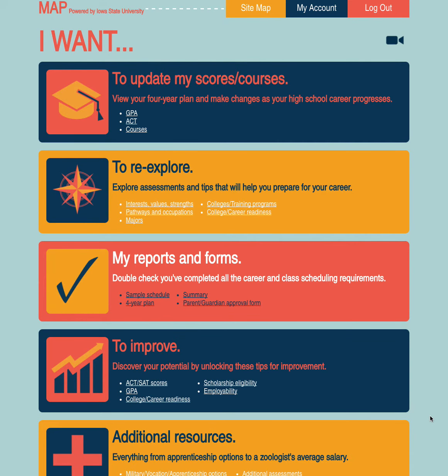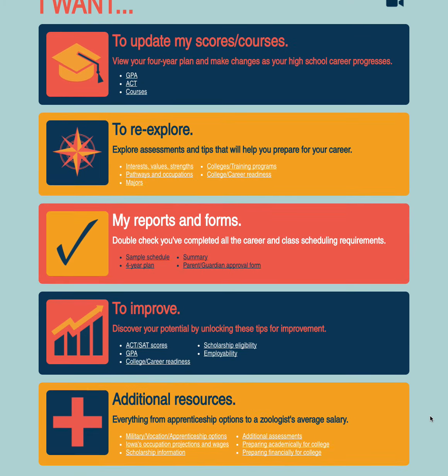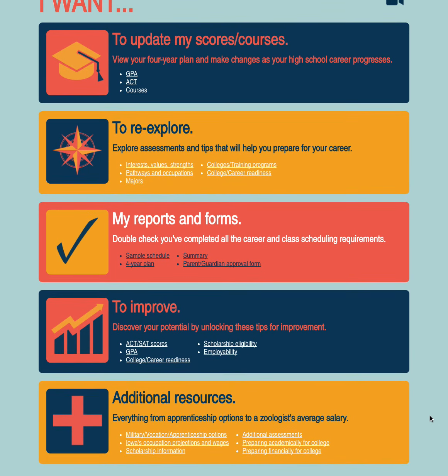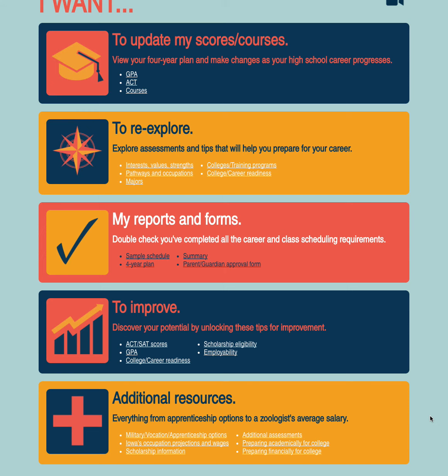Finally, MAP is not a one-time exercise. Following the summary page is a dashboard that will appear every time a student returns to MAP and signs in. This page allows the student to update their scores or courses, re-explore their interests, values, and skills, as well as their career choice and education or training options, generate reports and forms, discover tips for improving their ACT score, GPA, or college and career readiness score, as well as take advantage of additional resources to help them further explore their post-high school options.